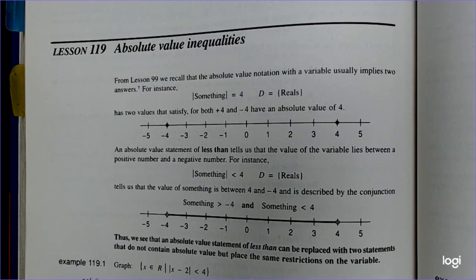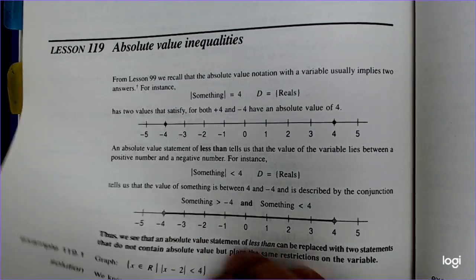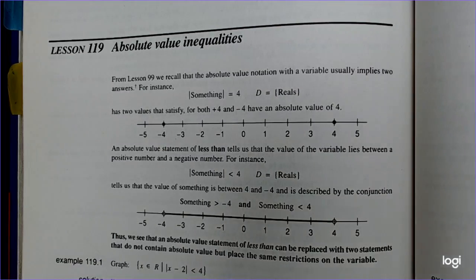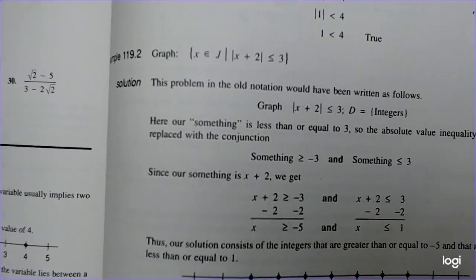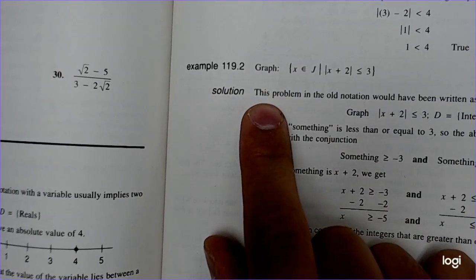Algebra 2, lesson 119, absolute value inequality. So these are going to be using the new notation that we learned in lesson 117. It's going to be in set builder notation. So if you remember, we'll go to this first one. This is actually the second example.